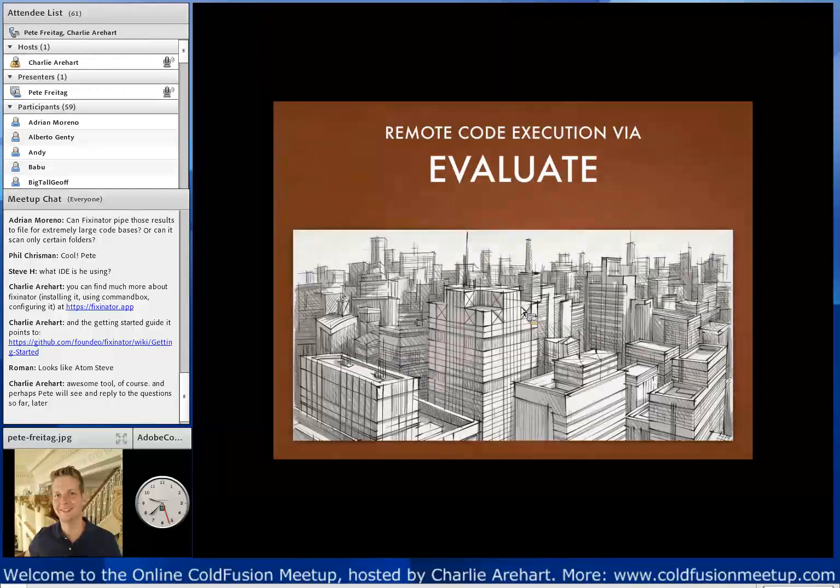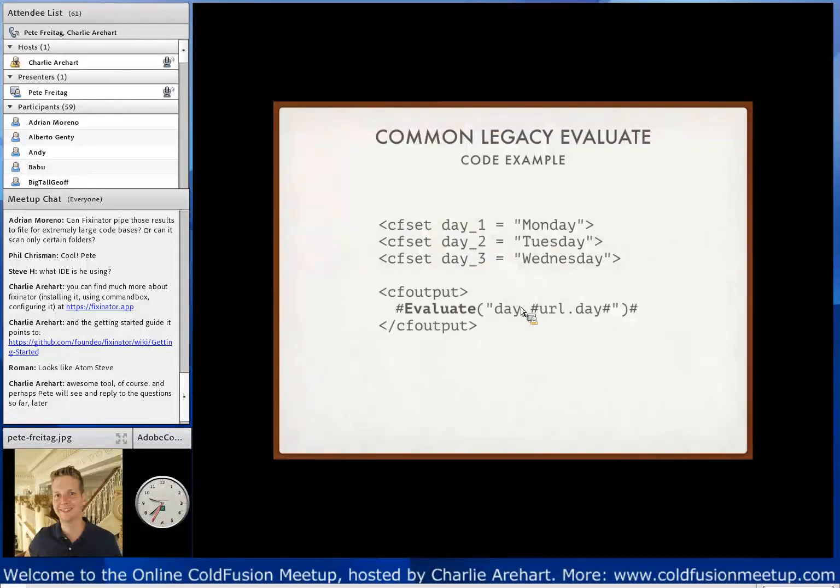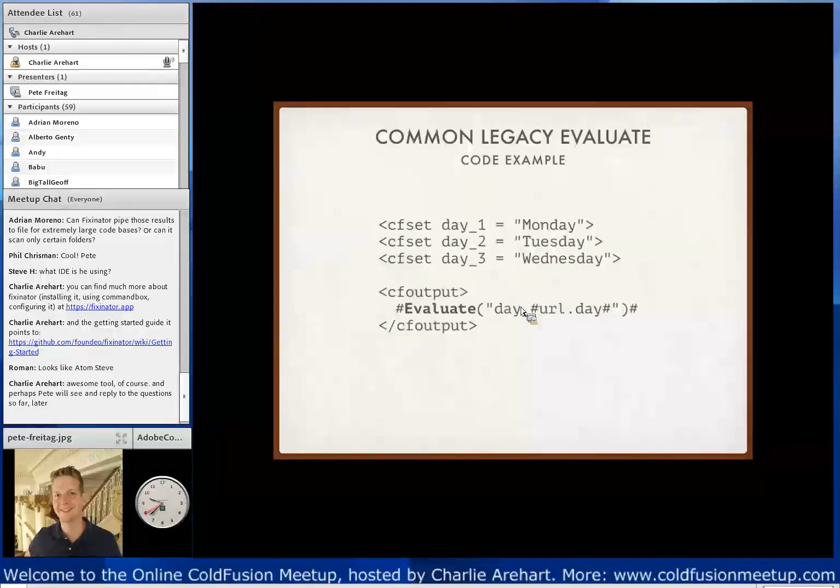So for example, remote code execution. The evaluate function, when variables are passed into it, will dynamically evaluate them. So in this particular code example, let's say you're writing a conference schedule application and the person passes in URL.day, and you want to write Monday, Tuesday, or Wednesday for day one, two, and three. So maybe this is the way you might have implemented that. It's a little bit wacky, but it's just trying to be a simple example of how someone might use evaluate.